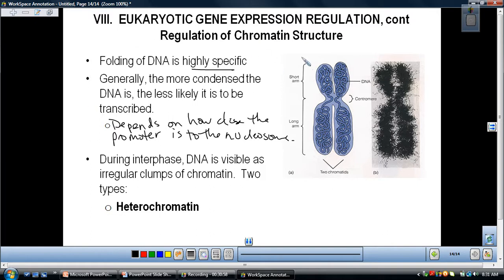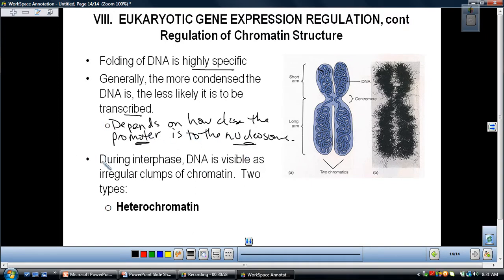Okay, so as DNA is highly folded, you can see in this picture right here, it's folded back and forth, back and forth, back and forth. The more condensed the DNA is, if it's really tightly wound, the less likely it is to be transcribed, so it's got to be a little bit looser in order for transcription to occur. And it also depends on how close that promoter is to the nucleosome.